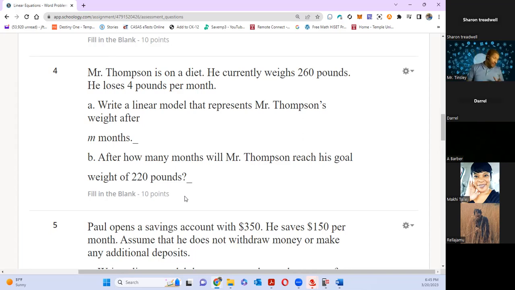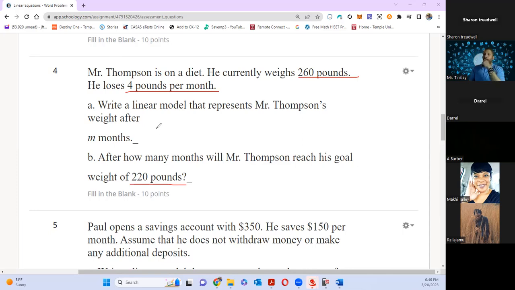Wow. Your head is about to explode. Don't worry about your head exploding. What you do is you take 5 deep breaths. Okay. What do I know? What are my givens? What did they give me? They gave his current weight, 260. What else? He loses 4 pounds per month. What else do you know? His goal is 220. So what else do they want to know?